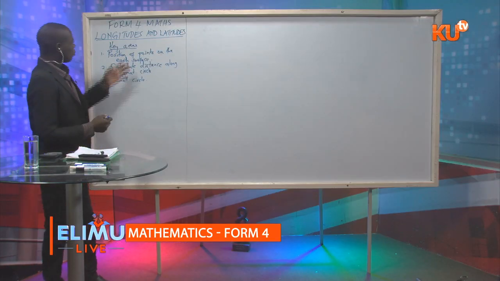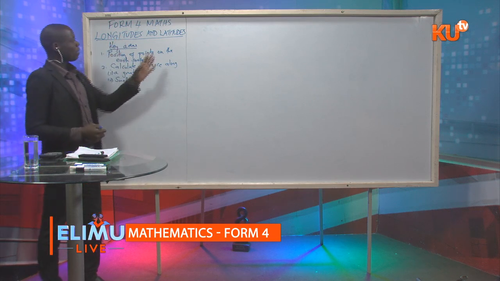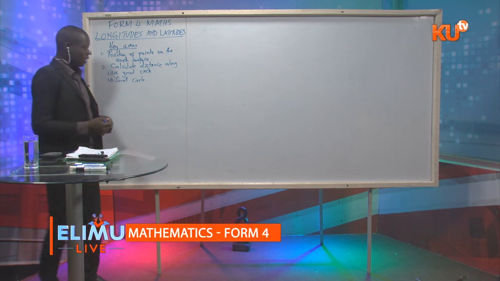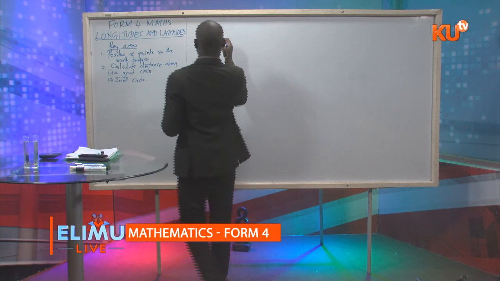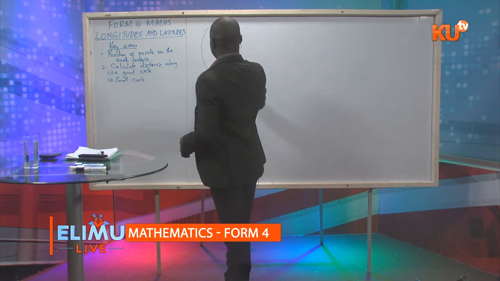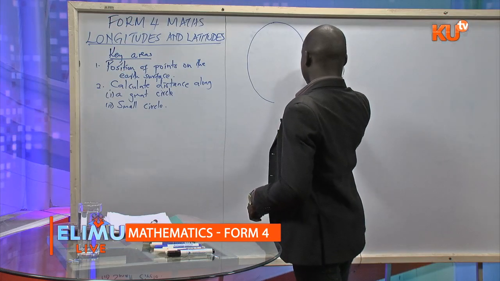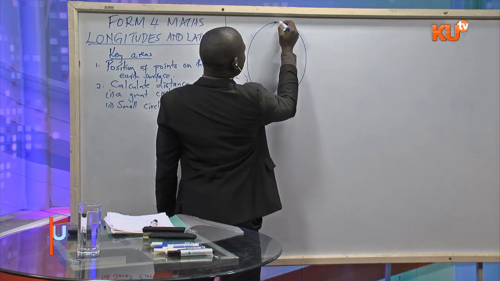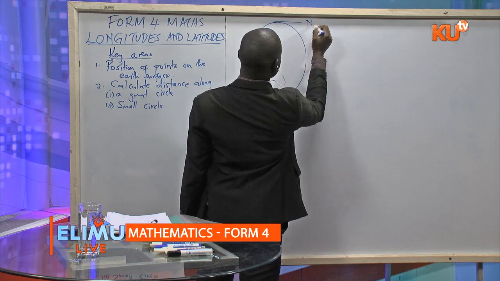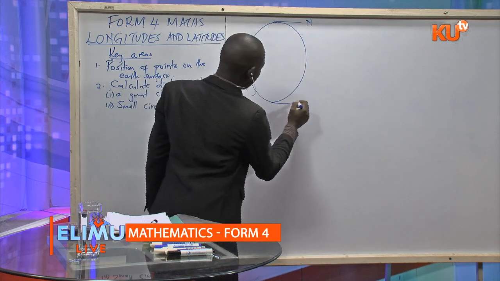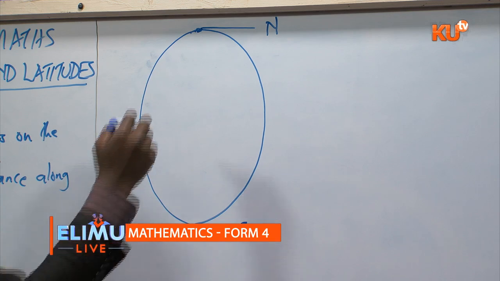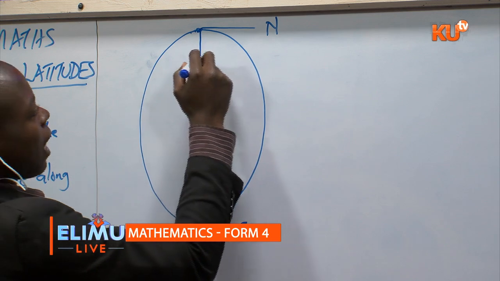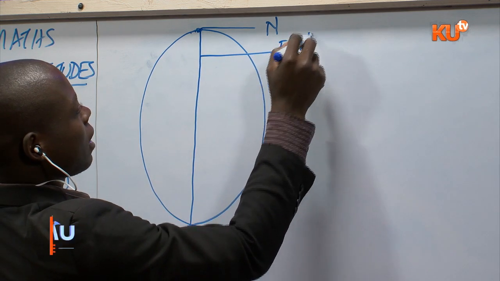But before then, I want us to first have a review of what longitudes and latitudes are, so that we can see how exactly we need to calculate all this. If we draw the Earth, and from your geography, you know that the Earth is spherical. We have this as the North Pole. This is the South Pole. Then we have the line joining the North Pole and the South Pole, which we call the Earth's axis.